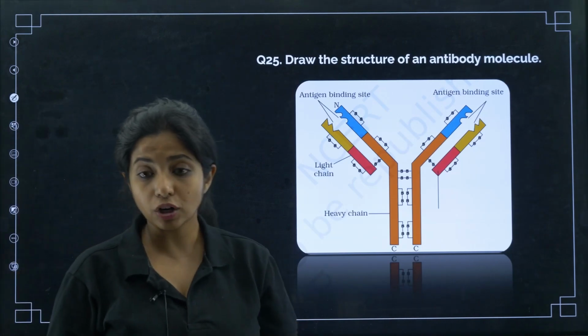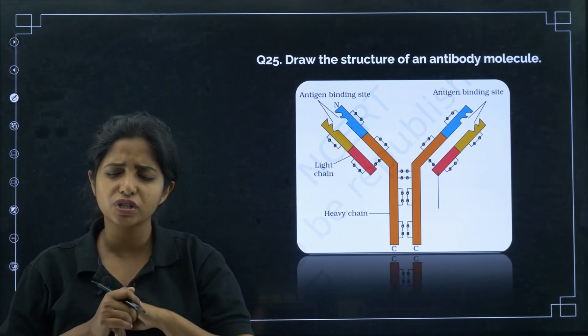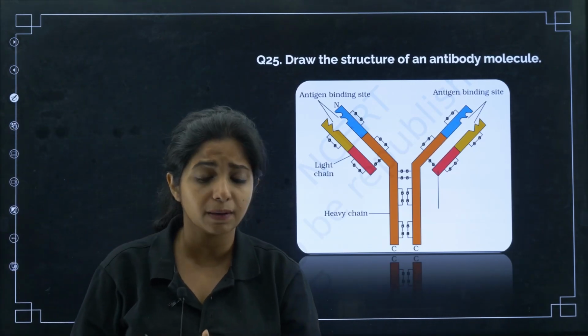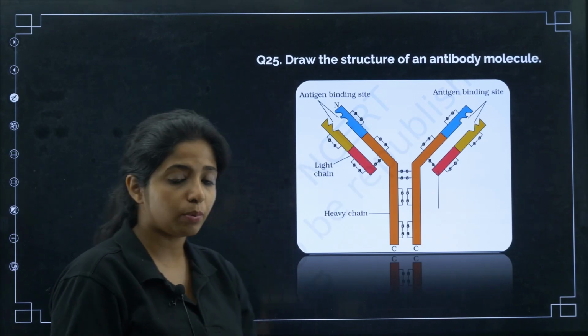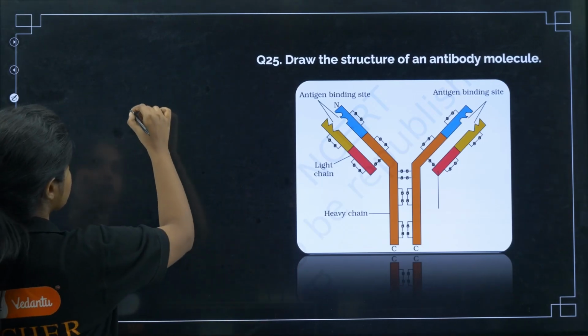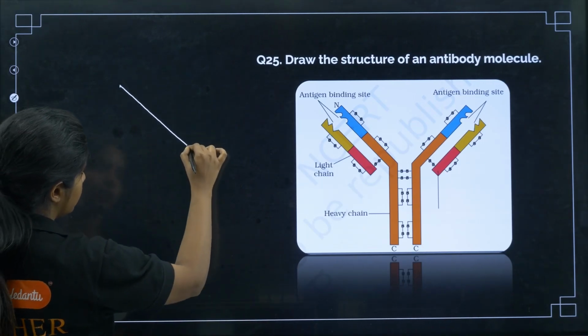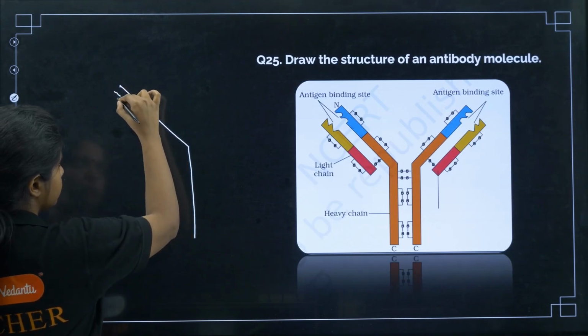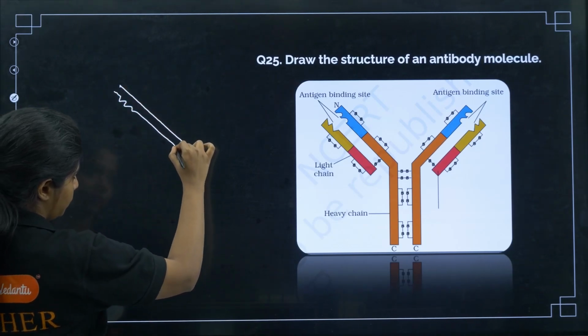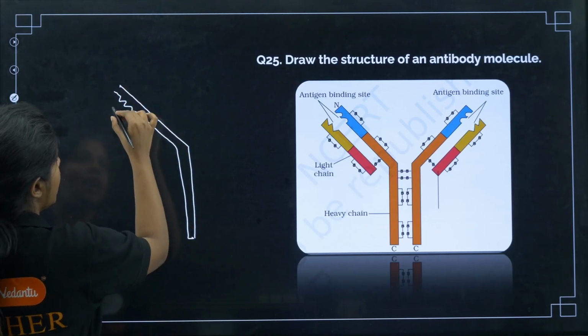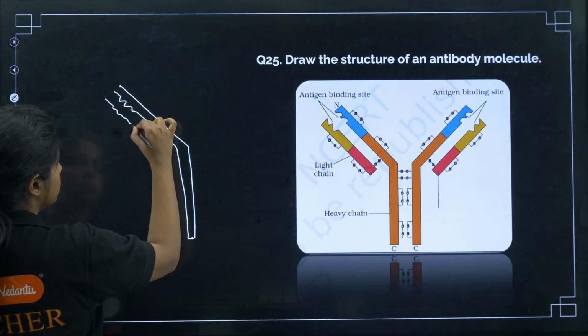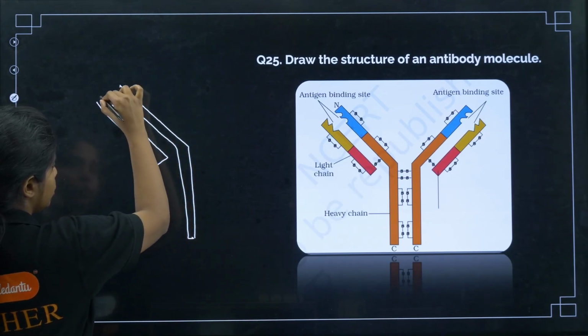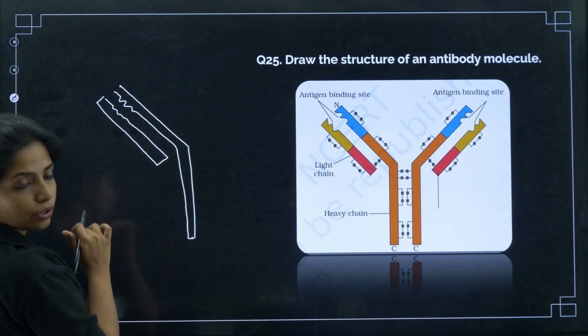Now, draw the structure of an antibody molecule. Most repeated question, my dear children. So many times this particular diagram has been repeated. So over here you have to realize you have to make heavy chain first, okay? You have to make heavy chain, and also you should be making light chain. So your light chain looks like this, heavy chain looks like this.